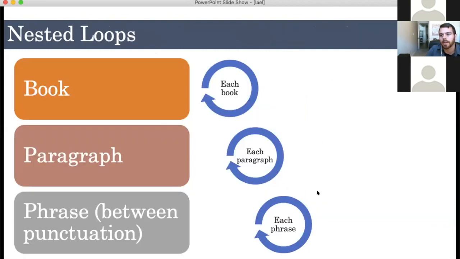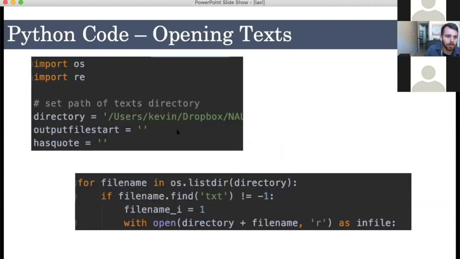So I did this through a process of loops or nested loops. I created a loop that, in one process, would look at a book, and that would repeat for each book. The next one would look at each paragraph in each book, right? And some of these are 500 pages long, so we have a lot of paragraphs to parse through here. And then I looked at each phrase, is what I'm calling it. I don't really like this term, but it's a chunk of language that is between two punctuation points. And this is where I really had to be careful about separating out which parts were actually spoken and which parts were kind of reported.